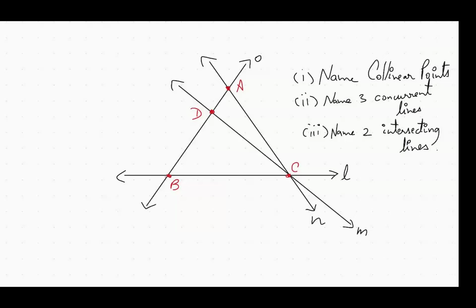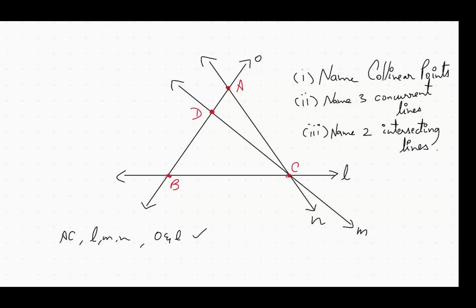Yes, Anshul. Collinear points are A and C. Concurrent lines are L, M, and N. Intersecting lines are O and L. Very good. It's correct. All of it is correct.